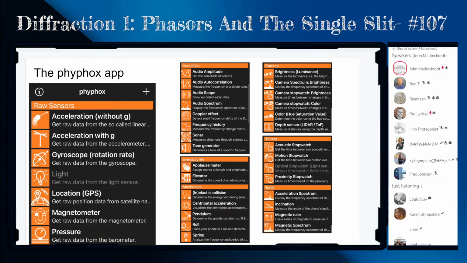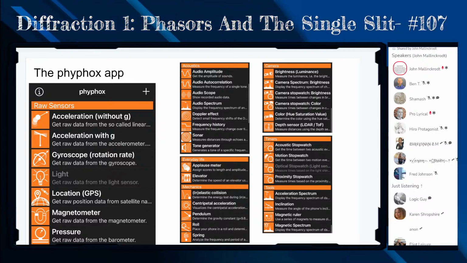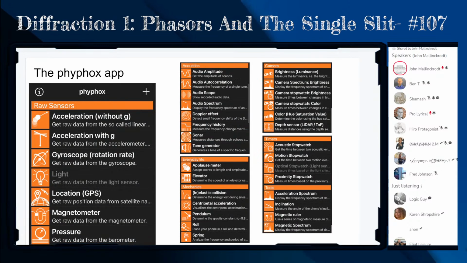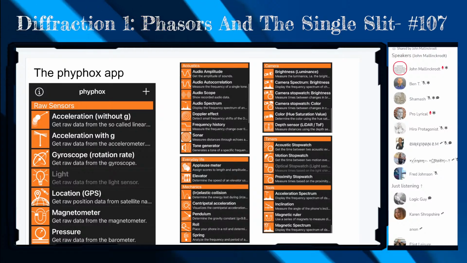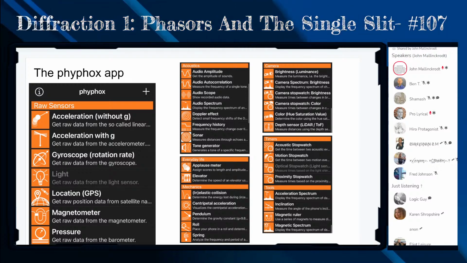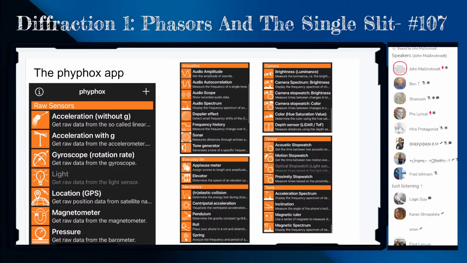Hey, John, I missed the first part of this. This thing in your slides, what's it called? The app? Is this revealing the underlying sort of API access to your phone? Is this iPhone specific, or is this a generic thing? Yeah, well, this particular app, I don't know, actually. This app may be available for Android. I'm not sure. I notice in particular that in the raw sensors it has light, and for whatever reason, it's grayed out. I thought that the iPhone did.